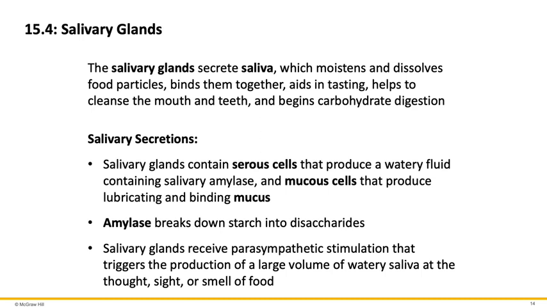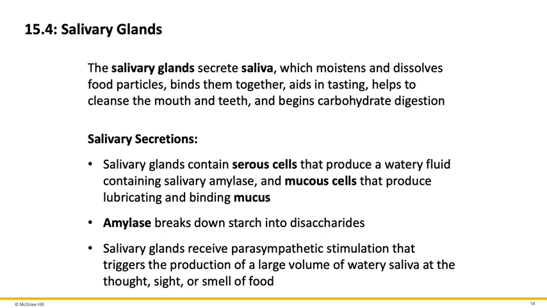Salivary glands secrete saliva, and saliva binds food together and begins chemical digestion of polysaccharides by the enzyme called salivary amylase. A salivary gland is made of 2 types of cells: mucus cells, which secrete mucus, and serous cells, which produce a watery substance containing the enzyme salivary amylase.